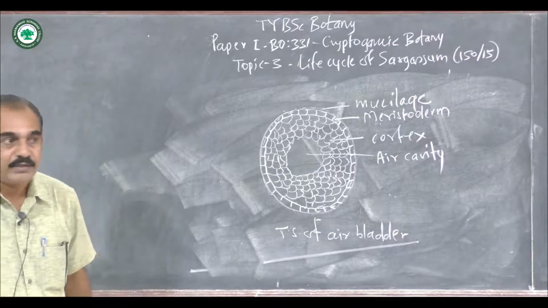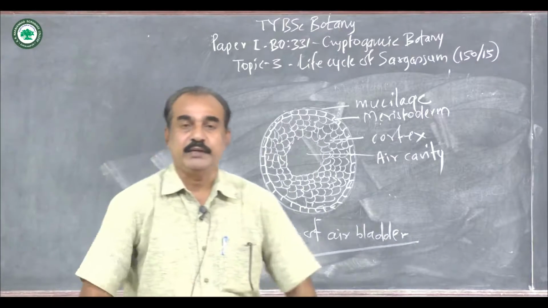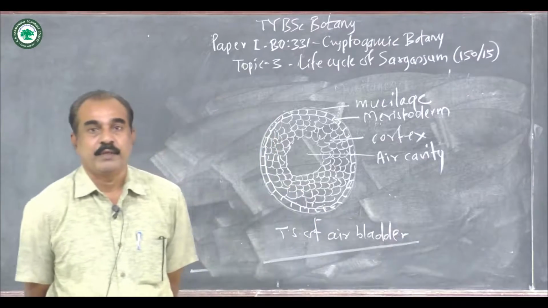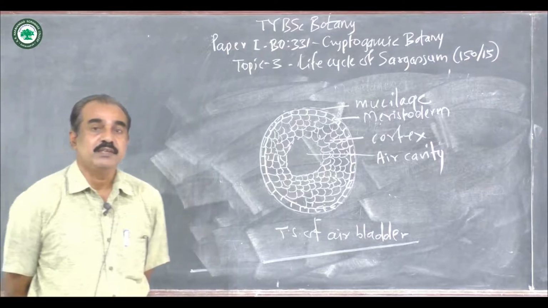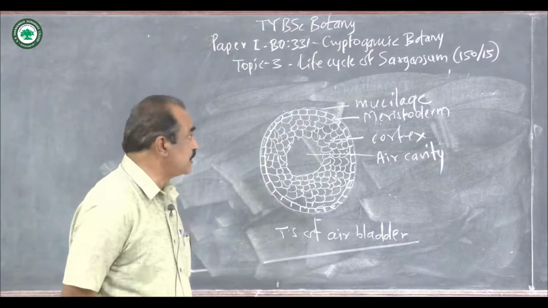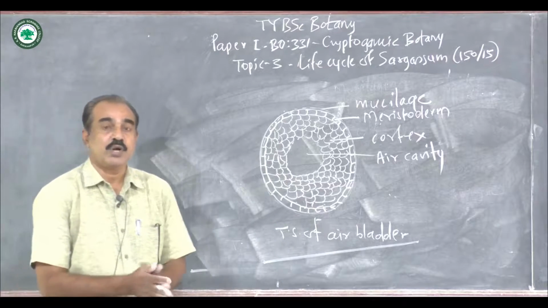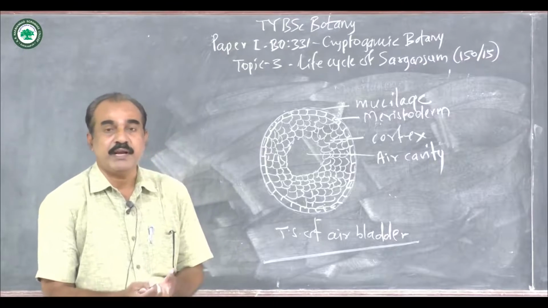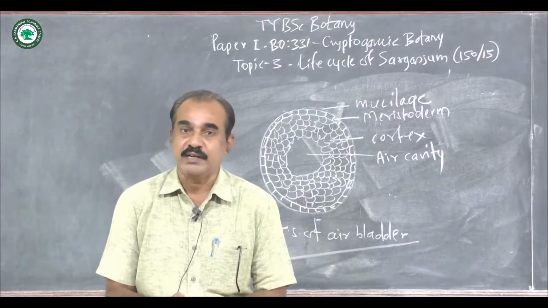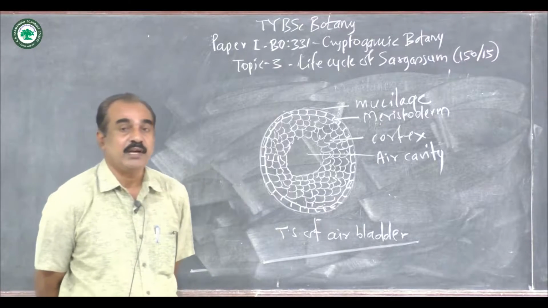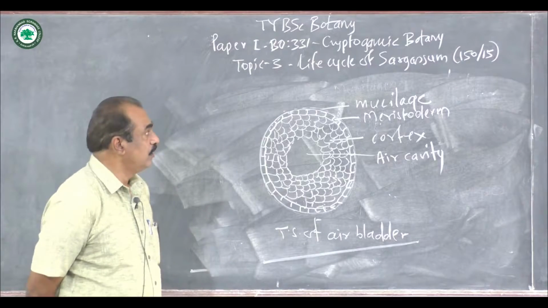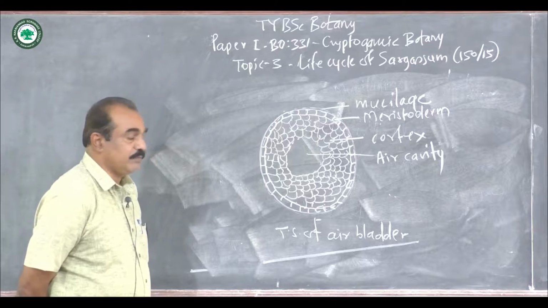As the air bladder is circular in outline, internally it is also circular in outline, and externally it is covered by a mucilage. Inside this, there is a single layered Meristoderm. The structure of the Meristoderm is the same as the lip and the main axis. It is single layered. Cells are vertically arranged. They are columnar and compactly arranged. They are also protective in function.